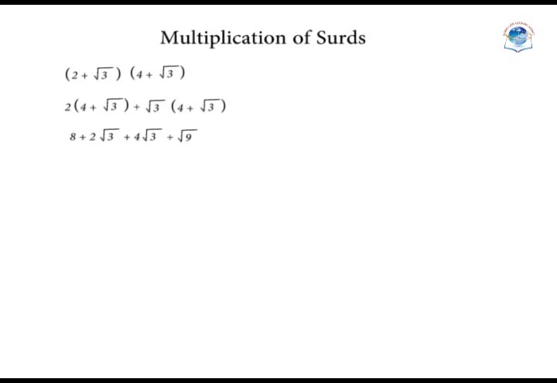Simplifying that, we shall have 8 plus 2 root 3 and 4 root 3 are like surds, and so we can add them. 2 plus 4 will give us 6 root 3 plus root 9 is 3. Collecting the like terms, we shall have 8 plus 3 is 11 plus 6 root 3.